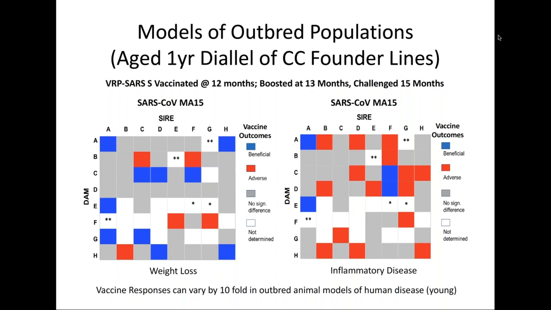So as you begin to move vaccine outcomes into genetic reference populations and natural outbred populations, adverse reactions may become more prominent, and that needs to be thought about in the context of vaccine development. Next slide.